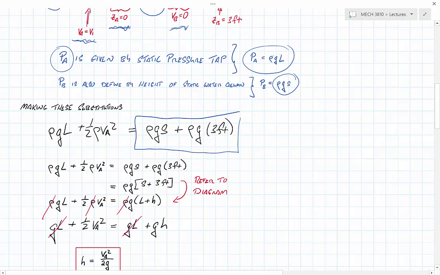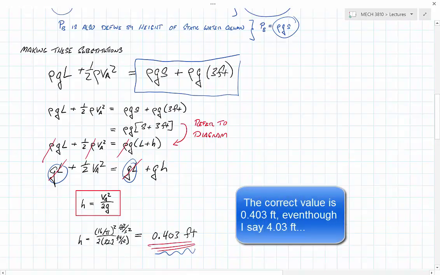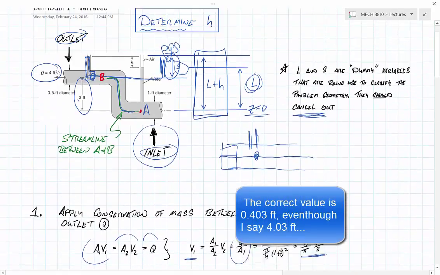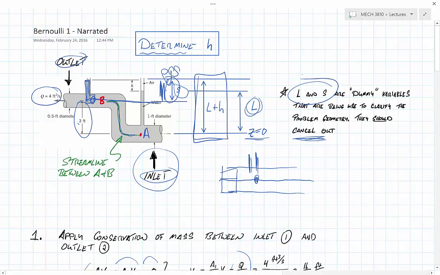Over here, we find out that the rho's cancel, and I'm left with g L plus 1/2 VA squared equals, here's my g L plus my g H, and the g L's cancel on both sides. So I find out that the H that I'm looking for equals VA squared over 2g, and working out the values works out to 4.03 feet. And of course, we can see that the two variables that I was looking at here, L and S, are indeed dummy variables, and they cancel out.